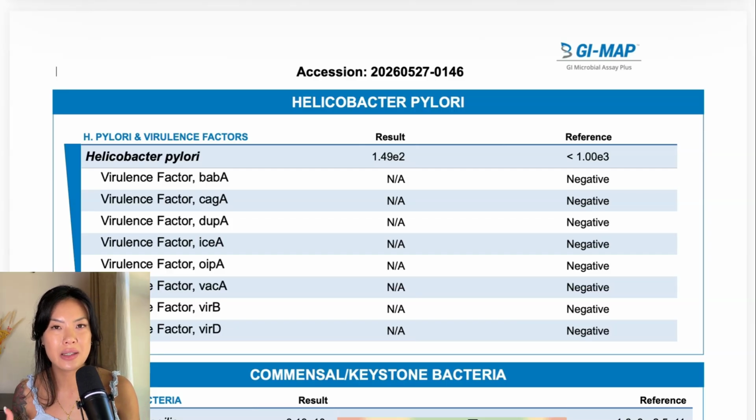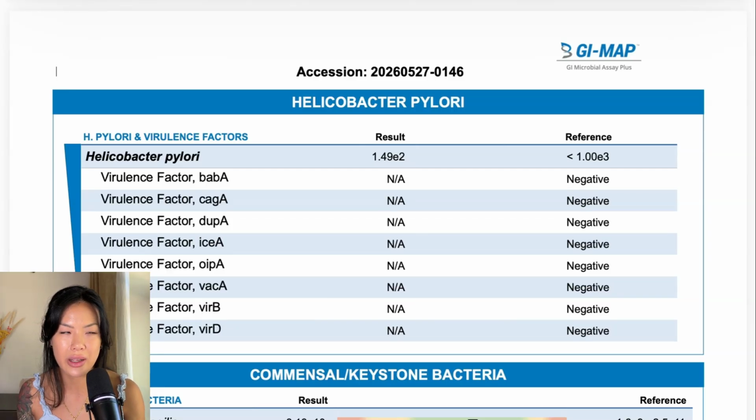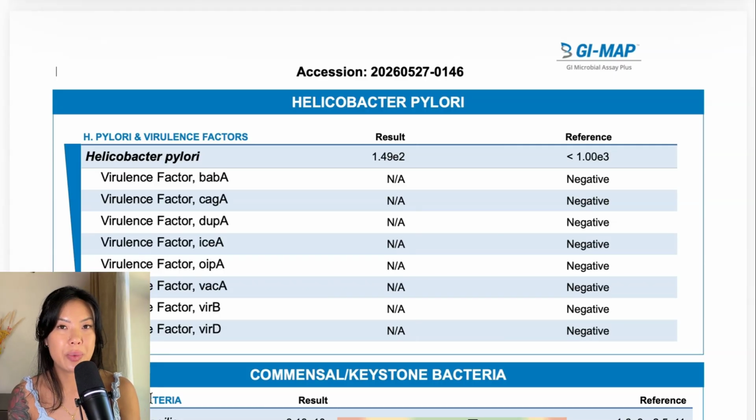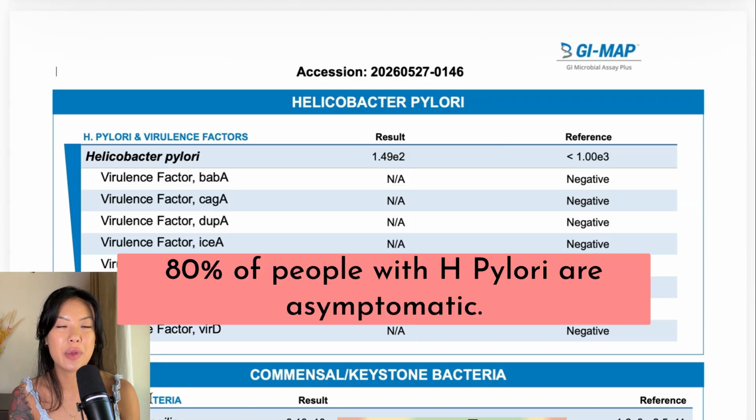And so when I'm assessing digestive symptoms in my patients and clients, and they share with me that they're not digesting protein, I'm thinking, okay, is there a possible H. pylori infection that we need to treat? You could also be asymptomatic with H. pylori. Believe it or not, 80% of people with H. pylori are asymptomatic.